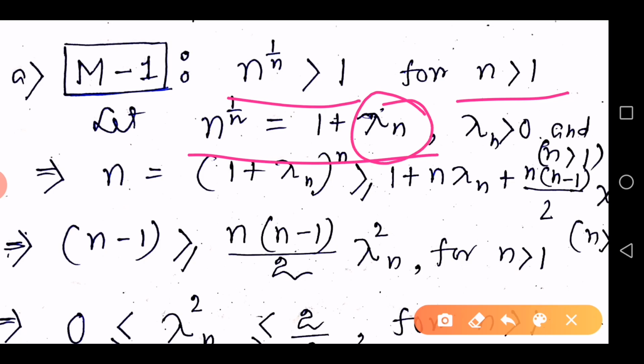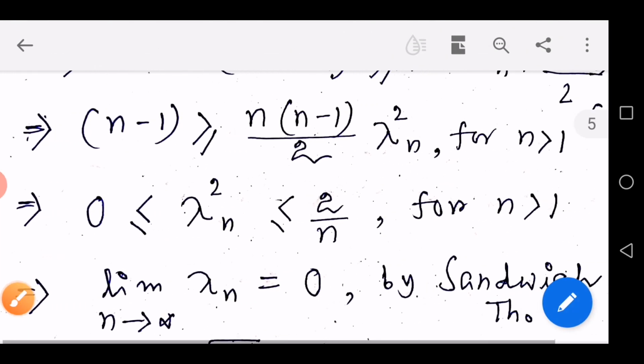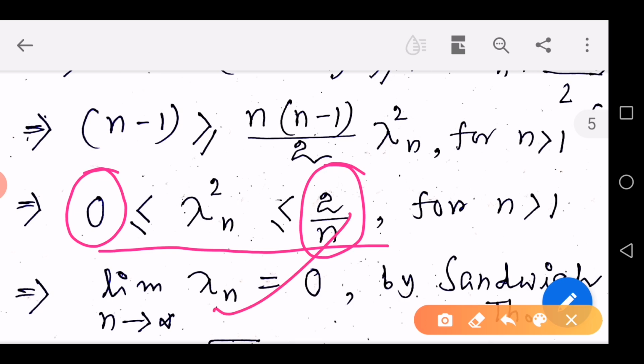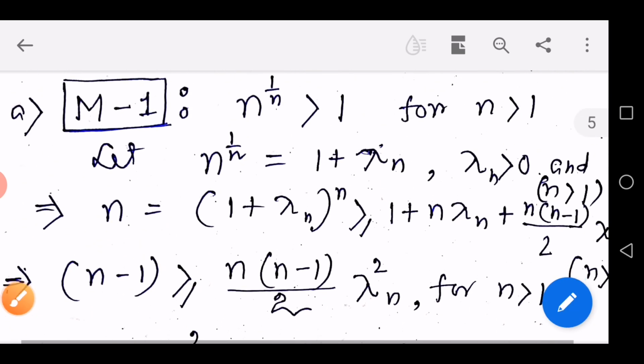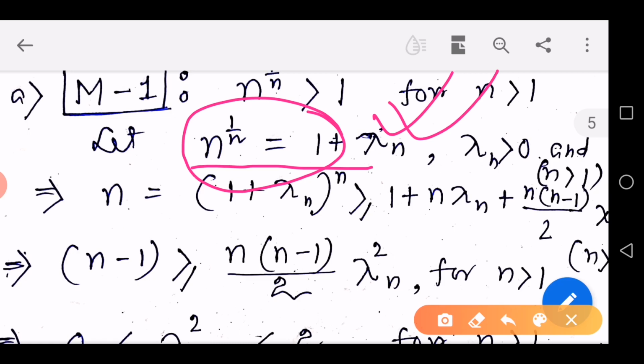Thereby, after some simplification, we obtained the relation 0 ≤ λn² ≤ 2/n. As the limit of 0 is equal to 0 and the limit of 2/n is equal to 0 as n tends to infinity, therefore the limit of λn will be equal to 0. And the limit of λn equal to 0 means the limit of n^(1/n) is equal to 1, as λn approaches 0.